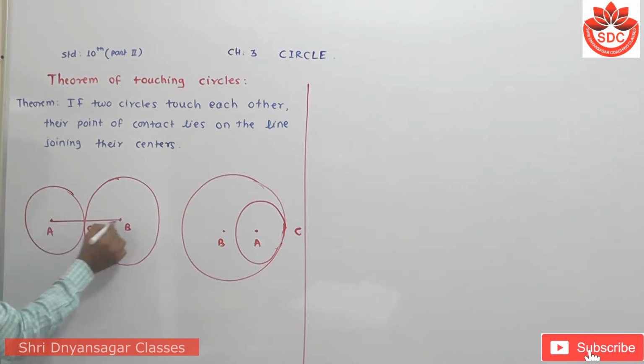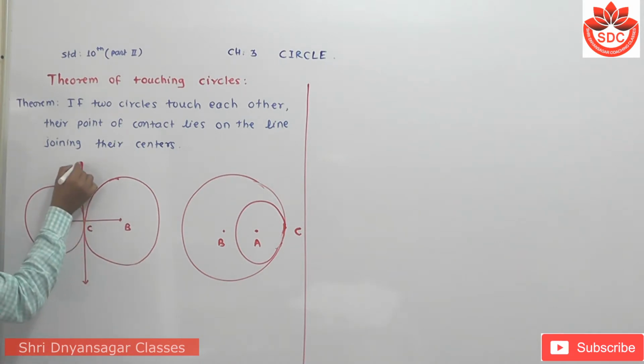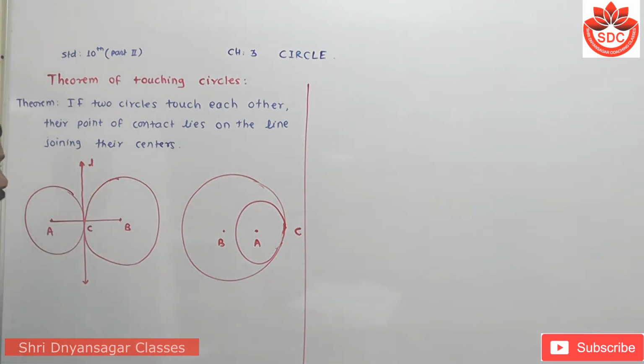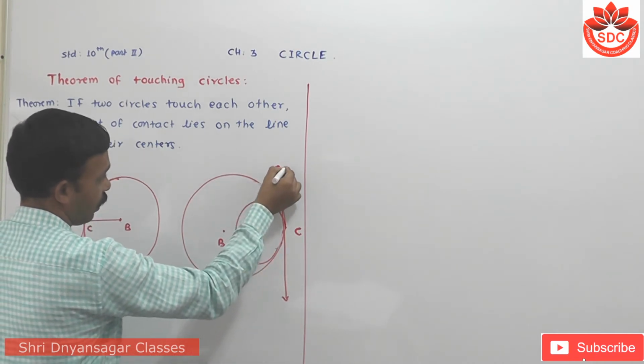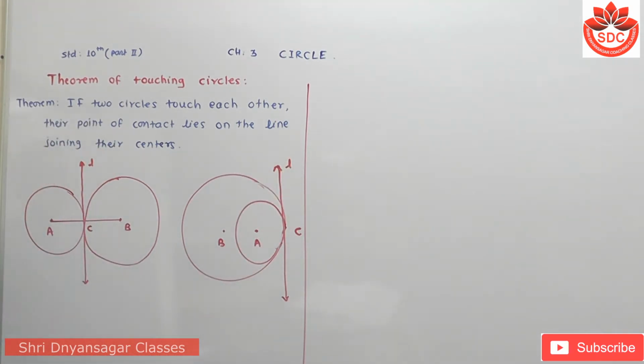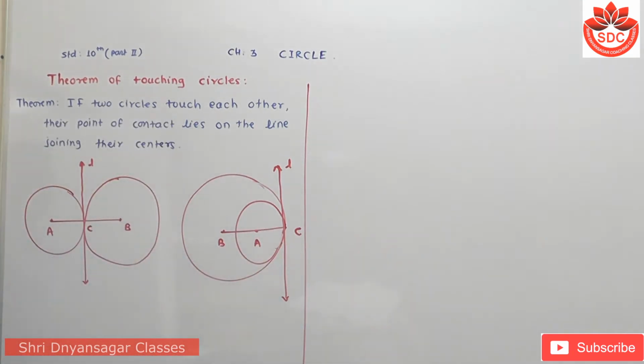That means point C will be on the line through A and B. I have to draw a tangent here. Suppose that this line here is the tangent to the circle, and here is also a tangent line. This is the joined segment BC. Then by using this figure I have to write the given.